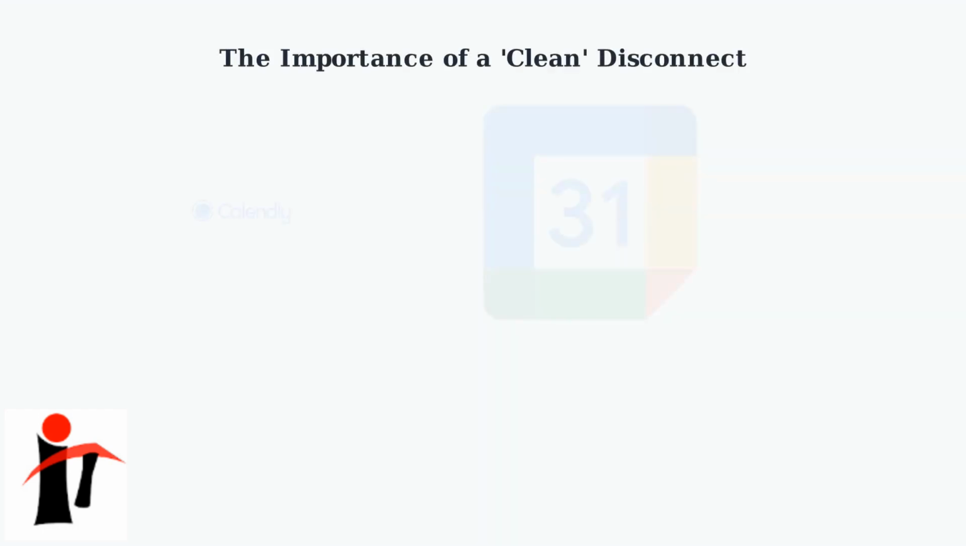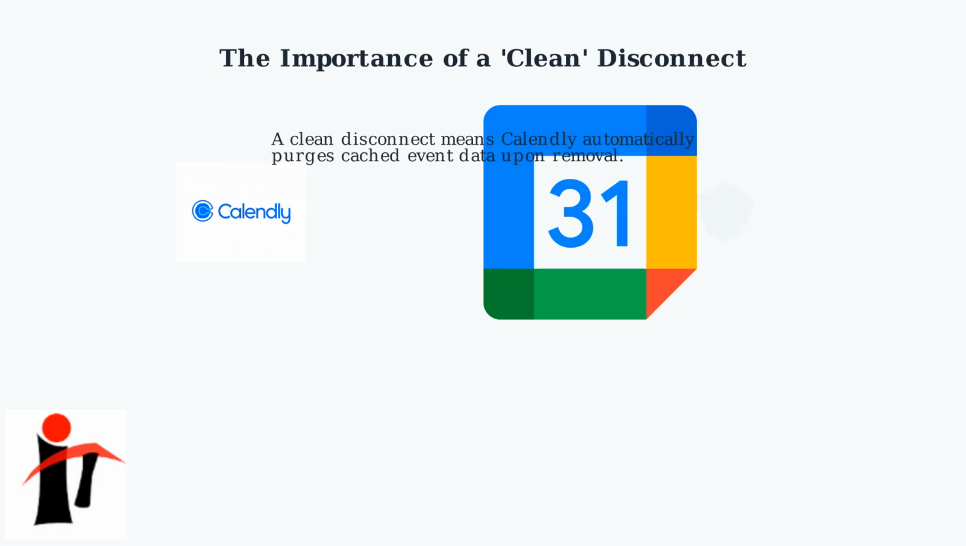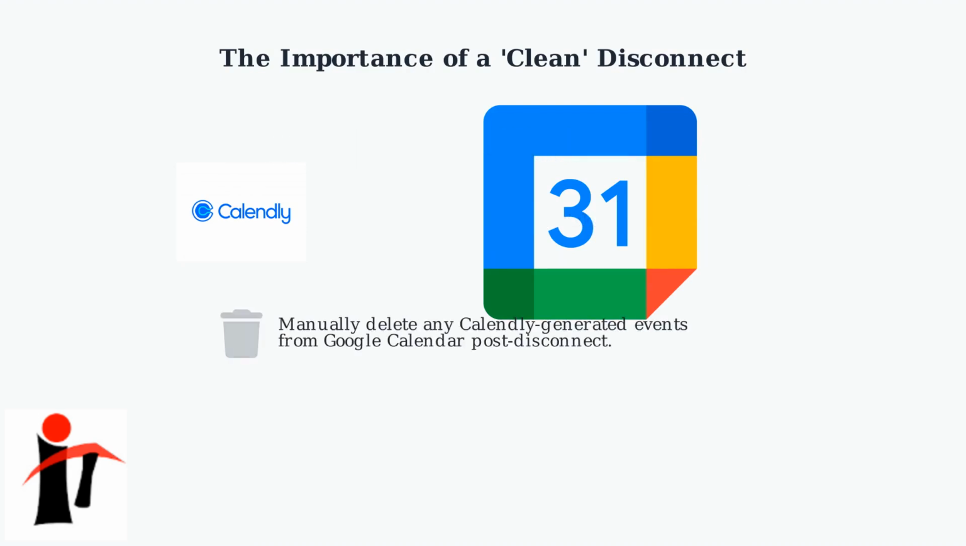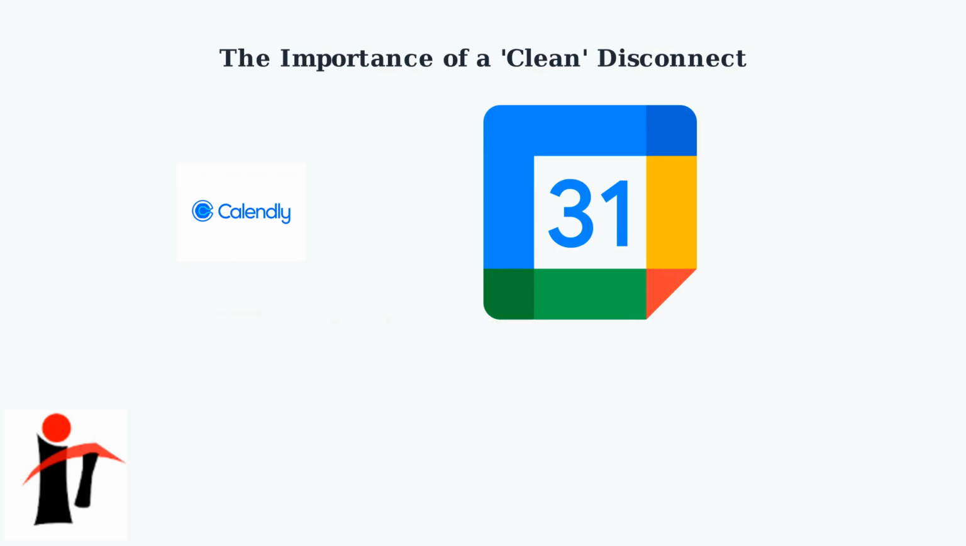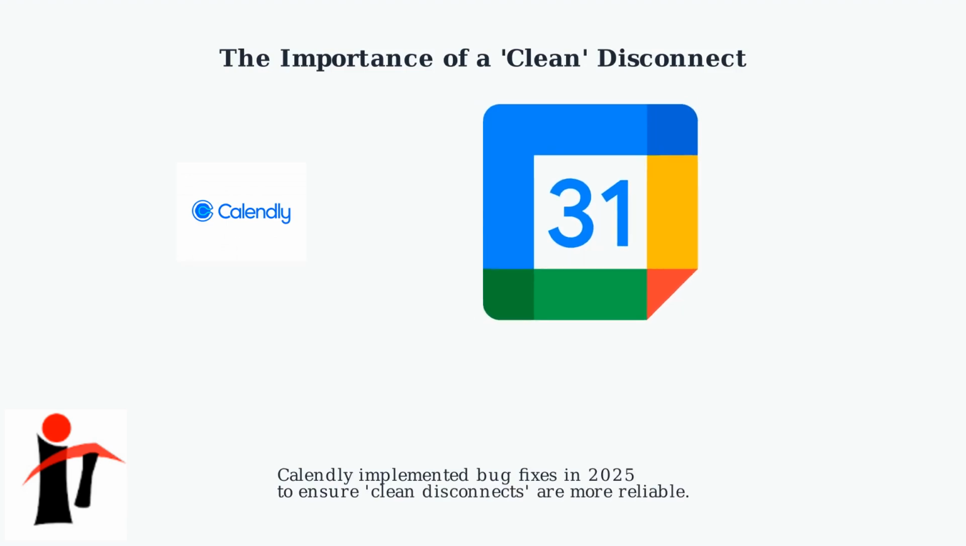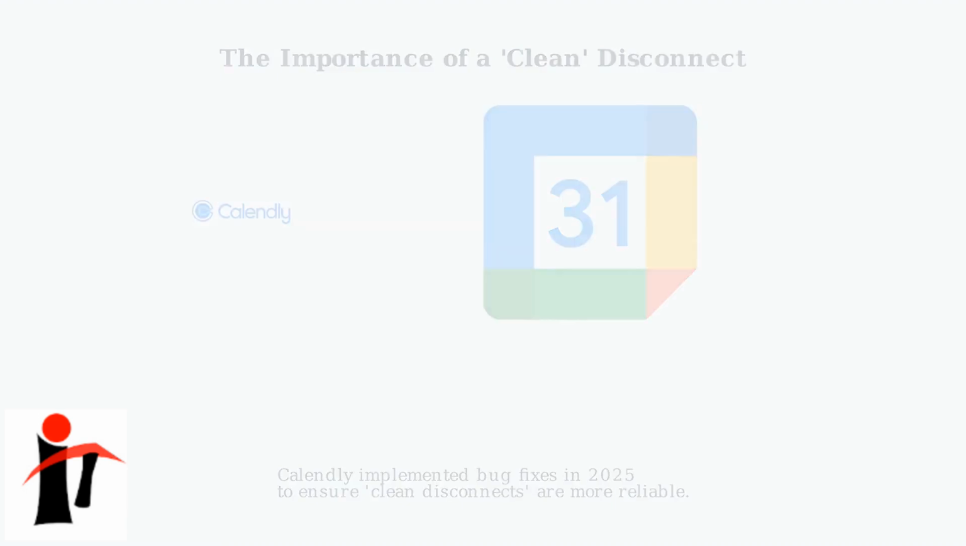A clean disconnect means Calendly automatically purges cached event data upon removal. This reduces security risks. Manually delete any Calendly-generated events from Google Calendar post-disconnect. This ensures no lingering data remains and prevents potential scheduling conflicts. Calendly has implemented bug fixes in 2025 to ensure clean disconnects are more reliable.